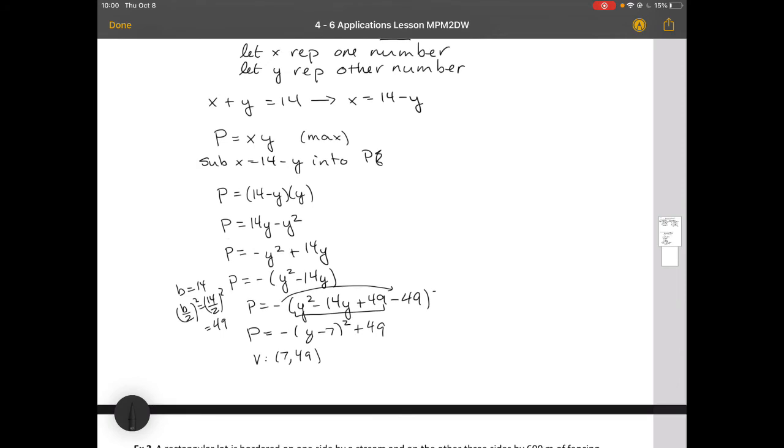So my y value, or my variable here, this is going to be the product. This is going to be the y value that gives that product. So if y is equal to 7, x must be equal to 7 as well. And because of the way that we've modeled the situation, we can say with confidence that those two give the greatest product when they add to 14, and their product is a maximum.